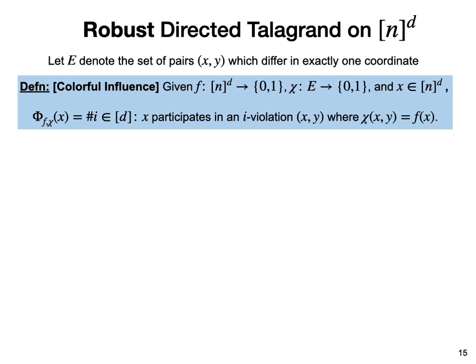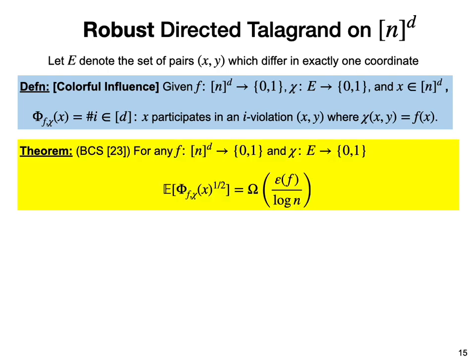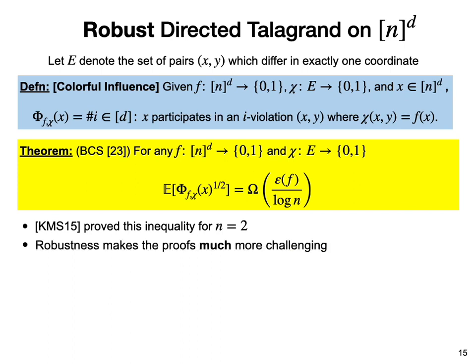It turns out that we're able to prove the following robust version of the inequality I showed you on the last slide, which says that no matter how you choose the coloring chi, the expected square root of the colorful thresholded influence is always still at least omega of epsilon over log n. And this is also the case for Khot, Minzer and Safra. They're also able to prove this robust version for n equals 2, and in fact they were the ones who introduced this concept. I'll just mention that robustness makes the proofs a lot more challenging.